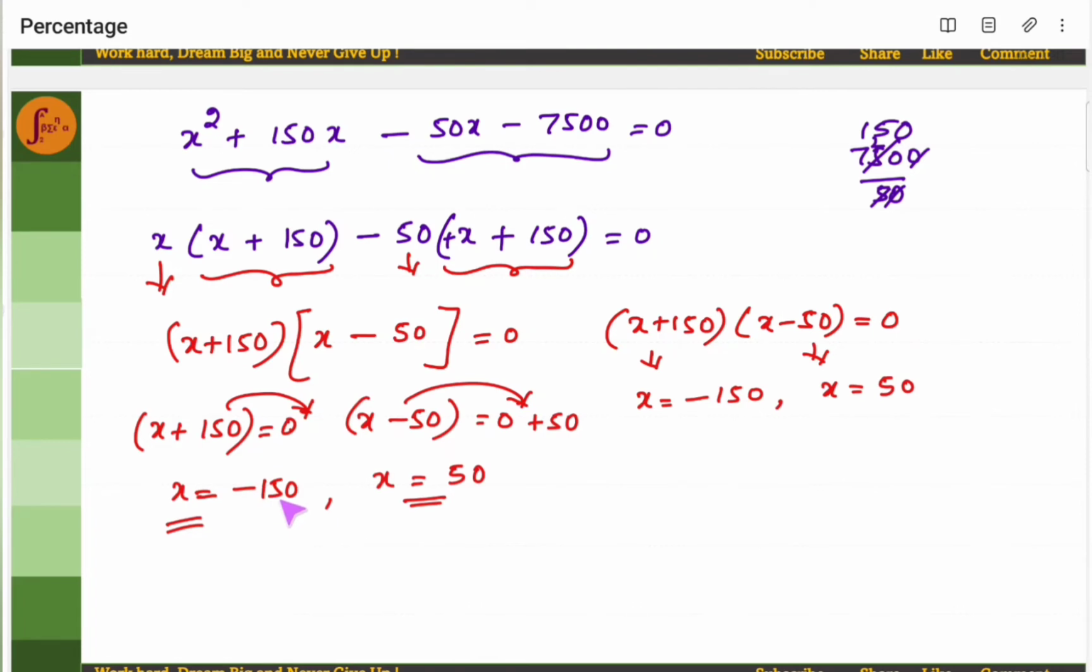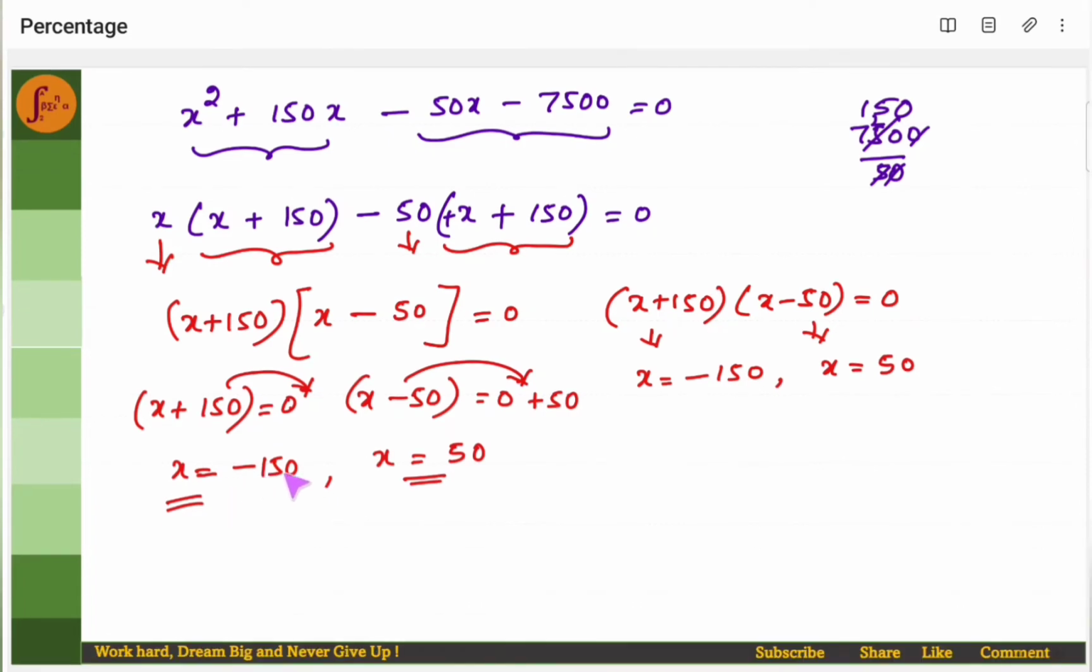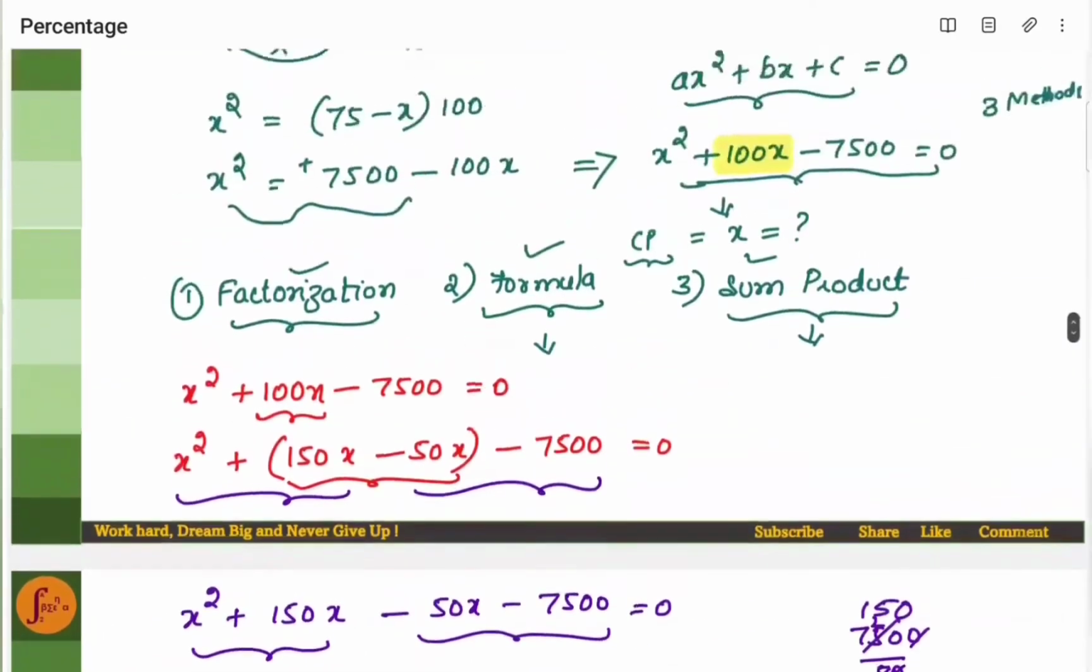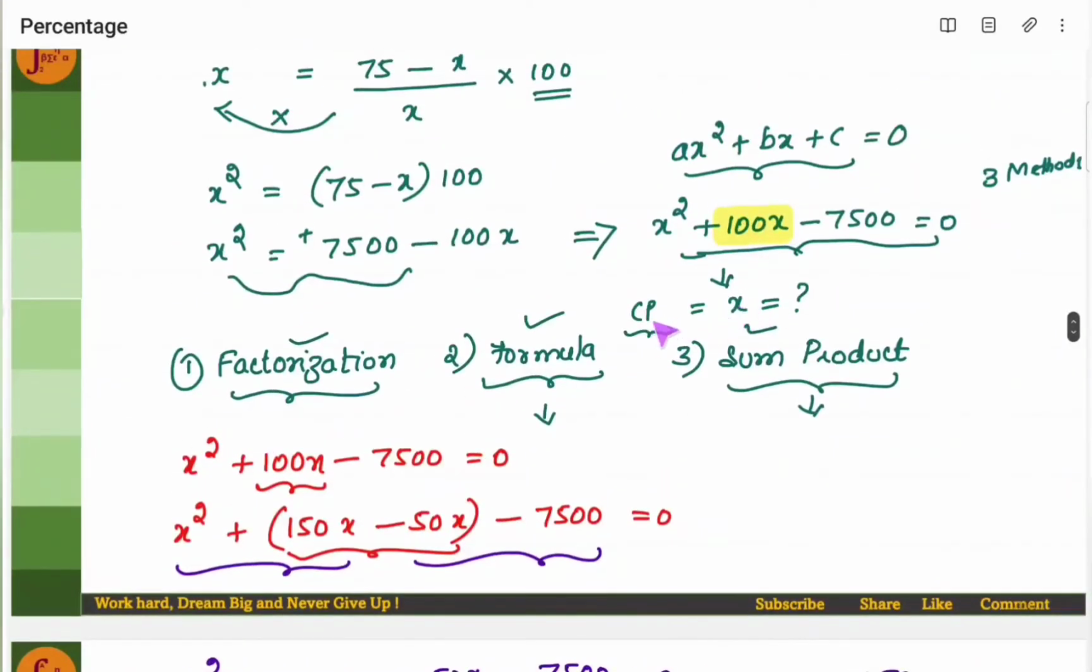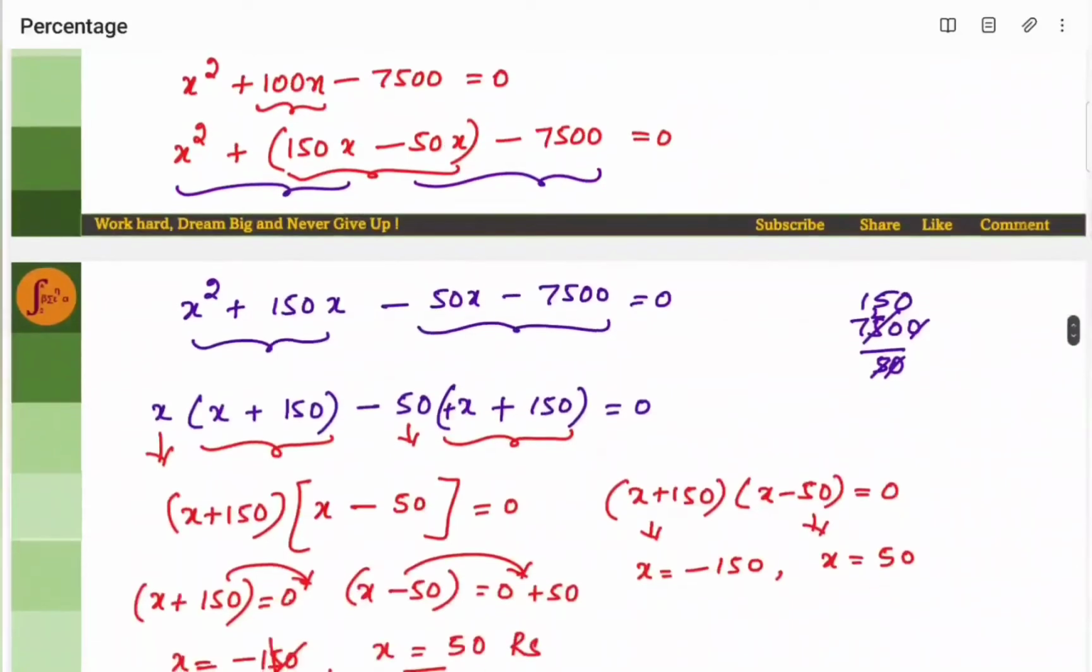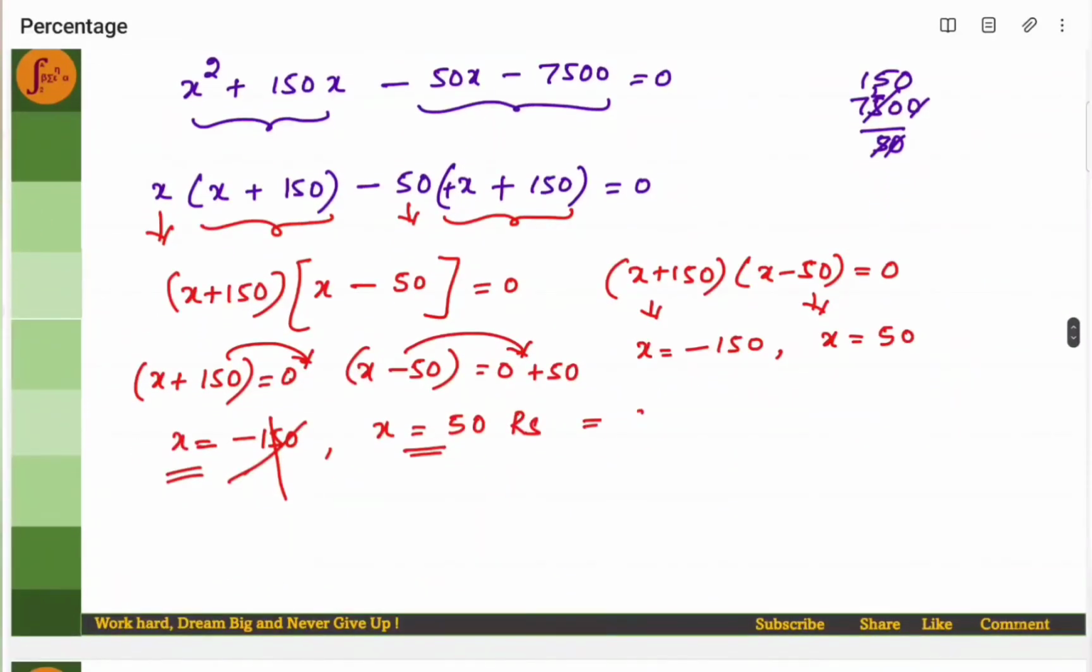Now I can't use negative values. Can the cost price be negative? Can the price be negative? No. So I reject this. I ignore this, and I'll take the other x value, which is 50 rupees. So x is 50 rupees. We are supposed to find x, and what is x? X is nothing but cost price. Therefore, cost price is equal to x is equal to 50 rupees.